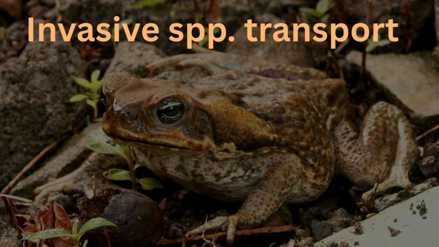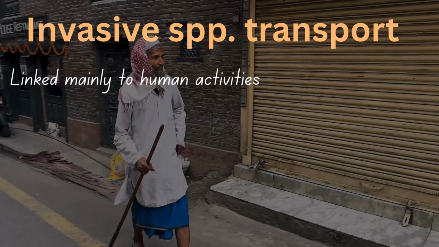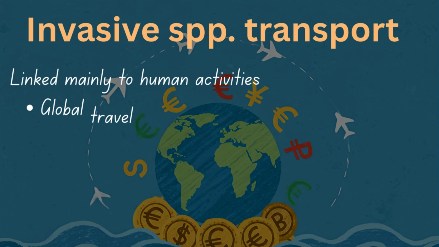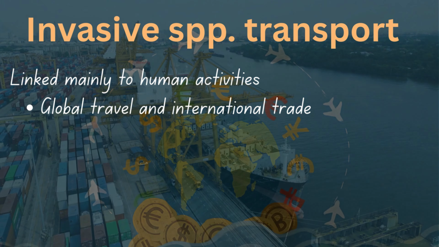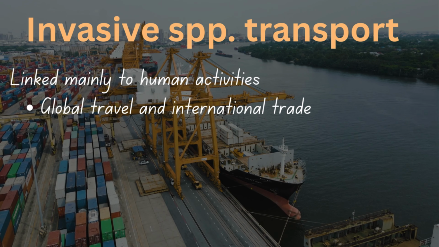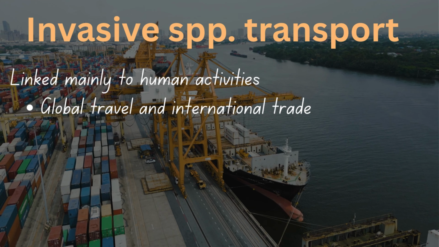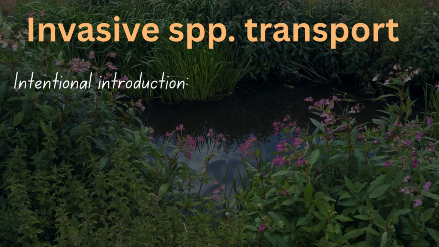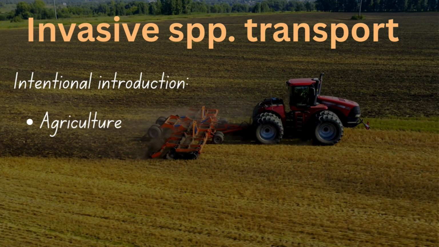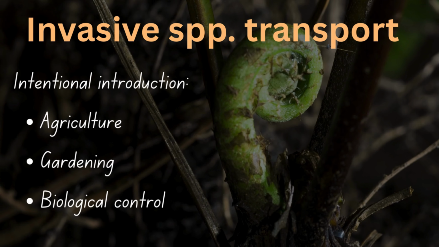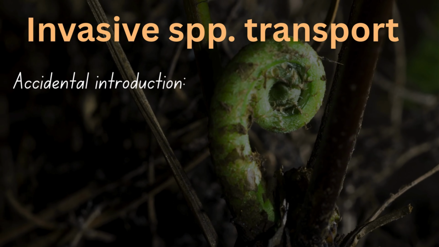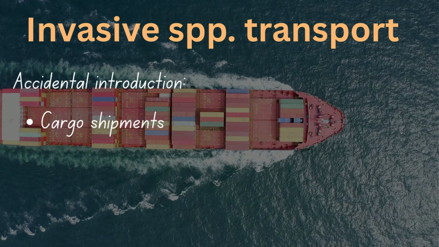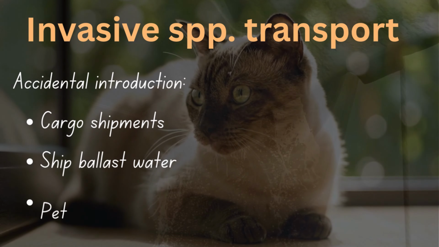Most invasive species do not reach new ecosystems on their own. In almost all cases, their introduction is linked to human activity. With increased global travel and trade, organisms are transported across natural geographic barriers that would normally limit their spread. Some species are introduced intentionally, such as plants brought for agriculture, gardening, or biological control. Others arrive accidentally through cargo shipments, ballast water of ships, or the pet trade.